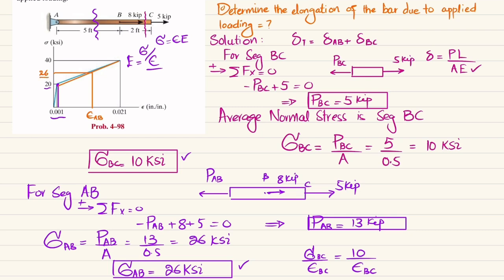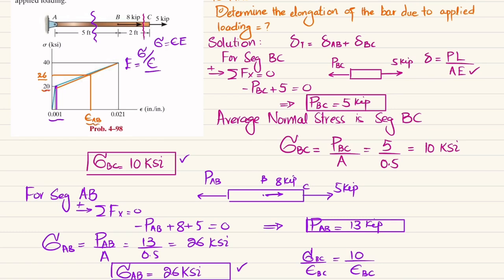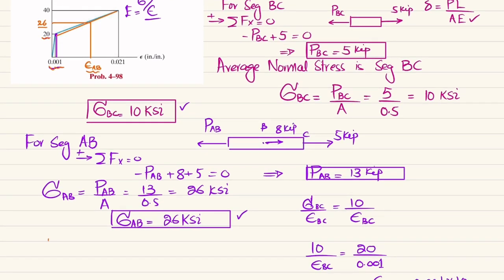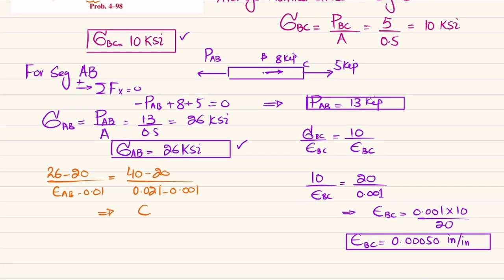So if I take the difference of these two stresses, for example, 26 minus 20 over epsilon AB minus 0.01, that will be equal to 40 minus 20, clear? So 40 minus 20 divided by, at 40 we have strain 0.021 and at 20 we have 0.01. So 0.021 minus 0.001. When you solve this, you will get strain in portion AB equal to 0.0070 inch by inch, or it will be a dimensionless quantity. Now you have strain in BC and you have strain in AB.